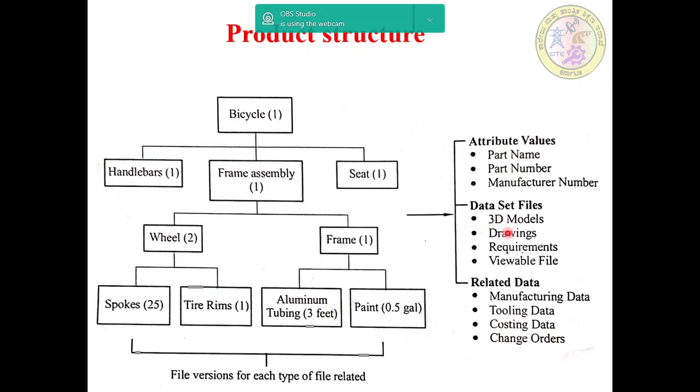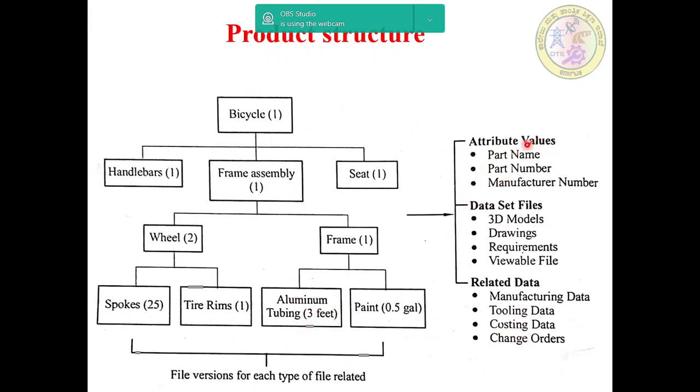This simple figure shows the product structure of a bicycle in its simplest form. The bicycle has handlebars 1, frame assembly 1, seat 1, and wheels 2, and then the frames, tires, aluminum tubing, and the paints required. And then these are the file versions for each type of file related. It contains all the information.